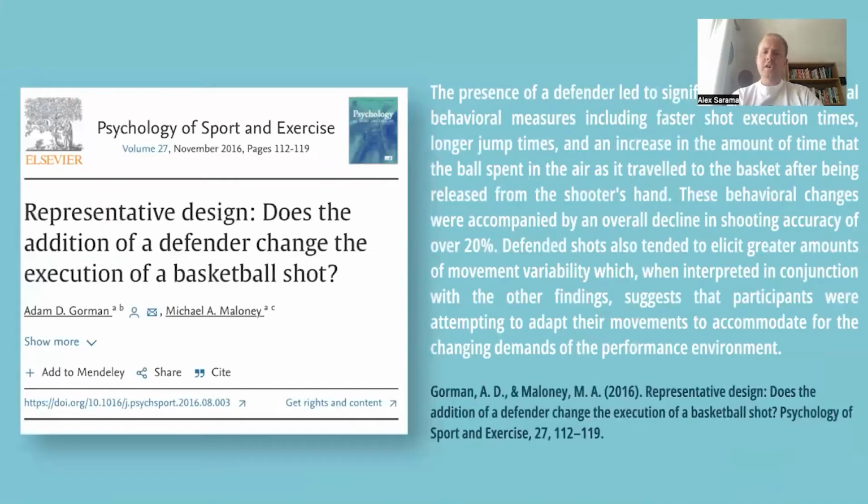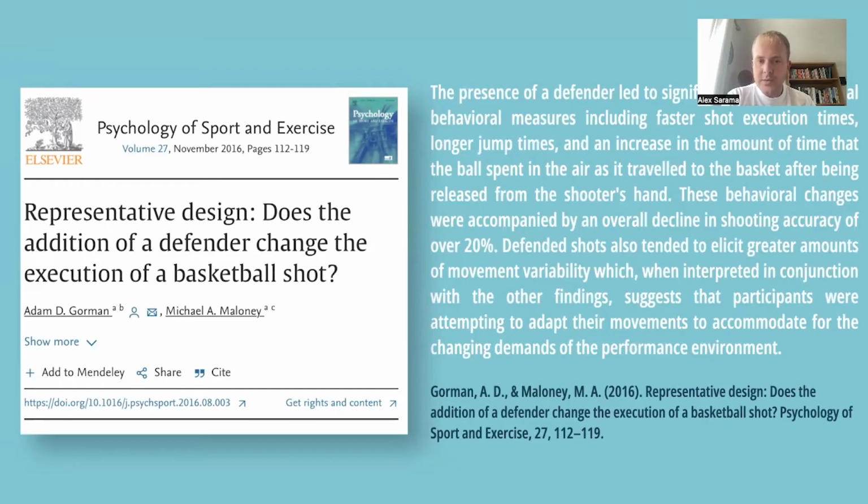So what research has actually been done to support the ideas that I've been sharing in this episode? There was a really excellent research paper done in 2016 by Gorman and Maloney in Australia. The paper was called Representative Design: Does the Addition of a Defender Change the Execution of a Basketball Jump Shot? And the researchers found that there are significant behavioral measures. And I'm going to read this excerpt from the paper. These included faster shot execution times, longer jump times, and an increase in the amount of time that the ball spent in the air as it traveled to the basket after being released.